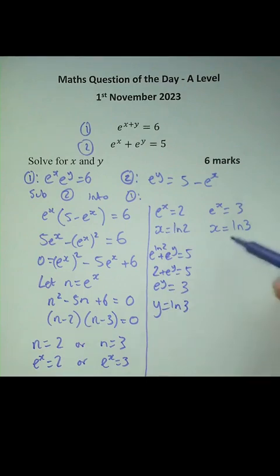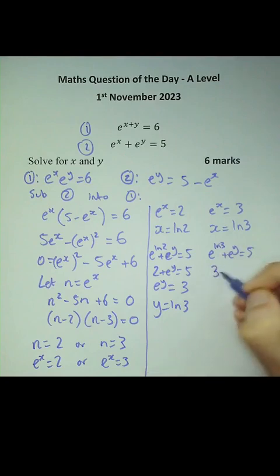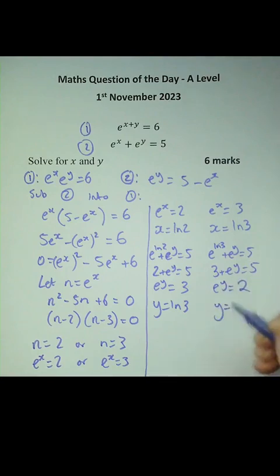Similar logic here. I will show you the method though. When we substitute it in, e to the x plus e to the y, that is e to the ln 3, so log 3, plus e to the y equals 5. These cancel, so we're left with 3 plus e to the y equals 5. Well then, e to the y equals 5 minus 3, that is 2. So y equals log of both sides, log of 2. That was a nice question, I think.